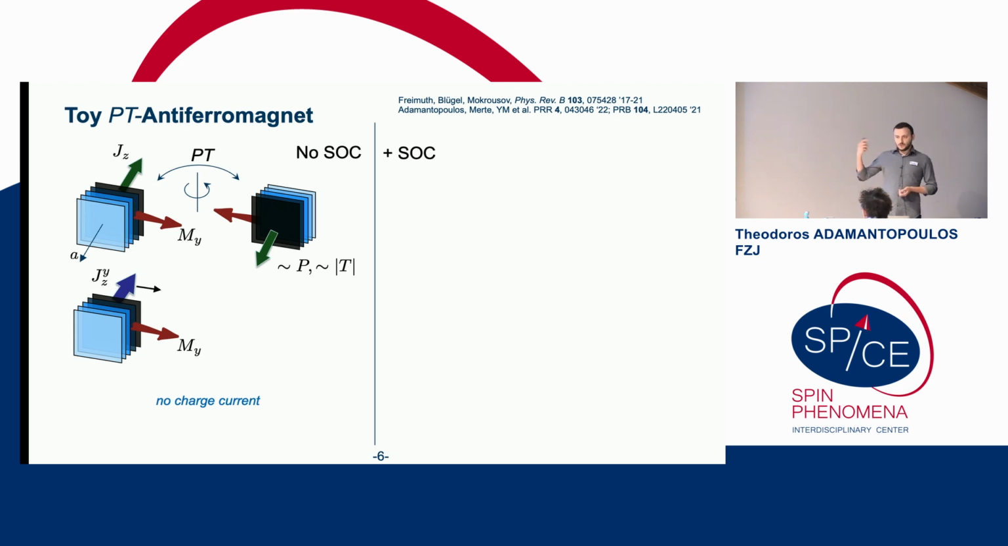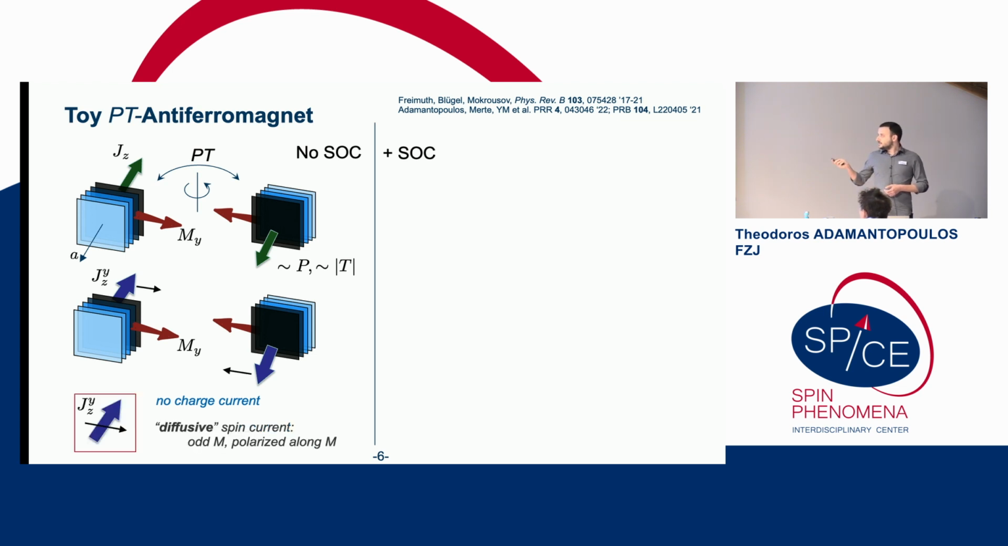This charge current may also carry some spin polarization, so we may expect a spin current which flows out of the plane with spin polarization parallel to the magnetization. Applying the PT symmetry operation reverses both the direction of the flow and of the spin polarization so that it will overall survive. This is the diffusive type of spin current that we've also seen before in the terahertz emitter, and it flows through the slab, it is odd in the magnetization, and it's polarized along it.